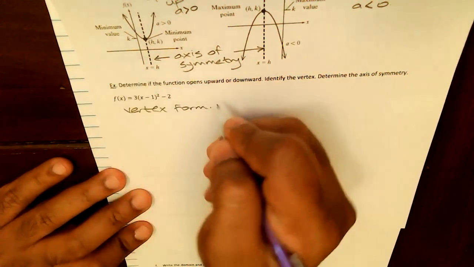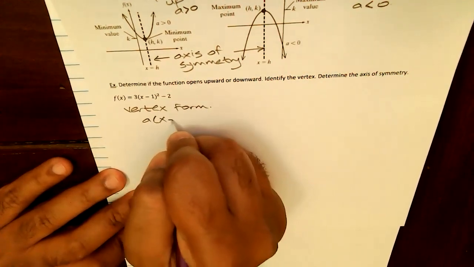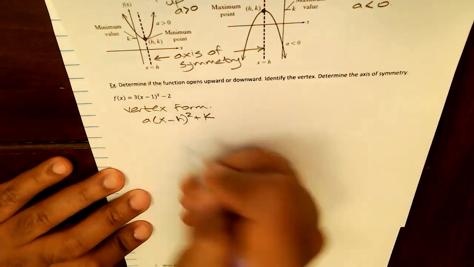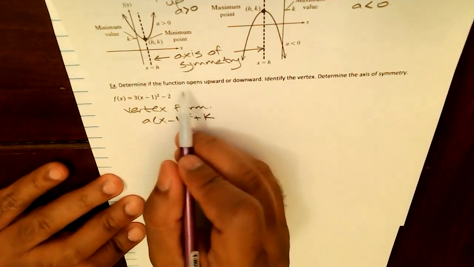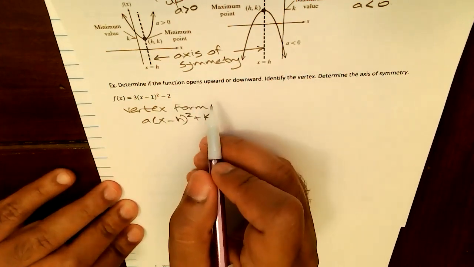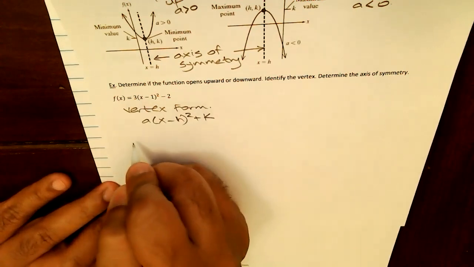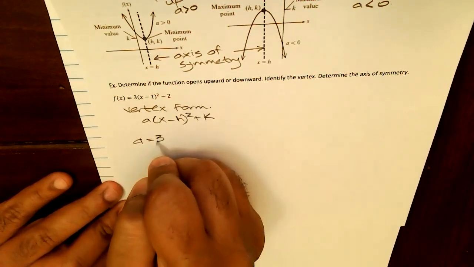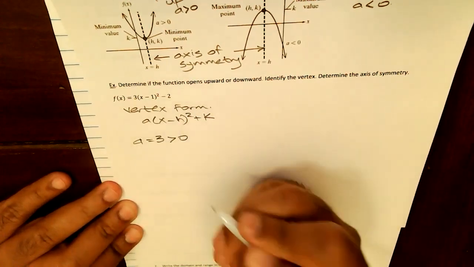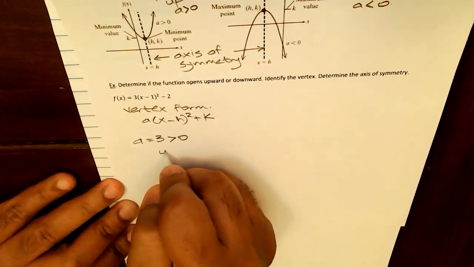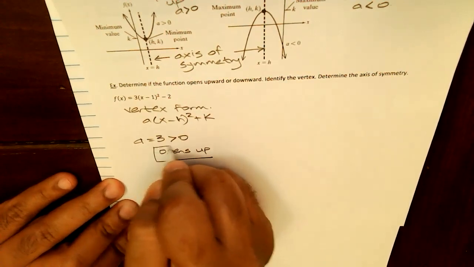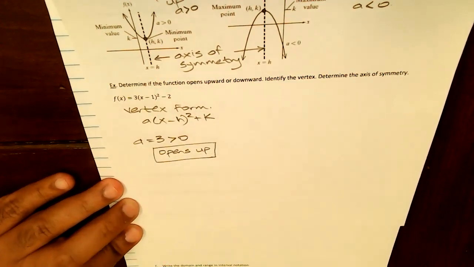So vertex form again is a times x minus h squared plus k. So if we want to figure out, first of all, whether the function is going to open up or open down, that is determined by the value of a, okay? So since the value of a is 3 in this case, that's the number in front, 3 is a number that's greater than 0. That will therefore tell me that my graph is going to open up. So my parabola is going to be one that opens up.